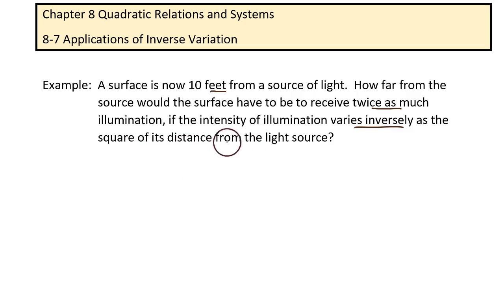So this problem involves intensity of illumination. Let's use the letter I to represent that. And it involves the square of the distance, maybe the letter D for distance. So in this very last part of the sentence, we can get our relationship. The intensity times distance squared is equal to a constant.